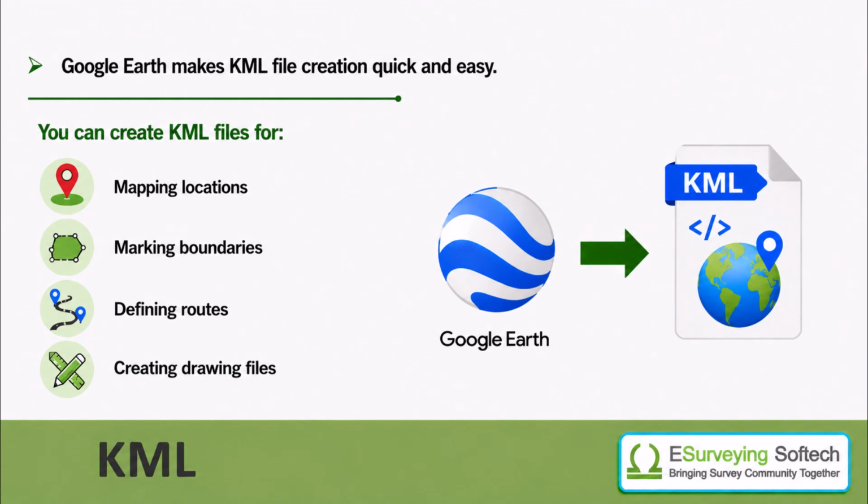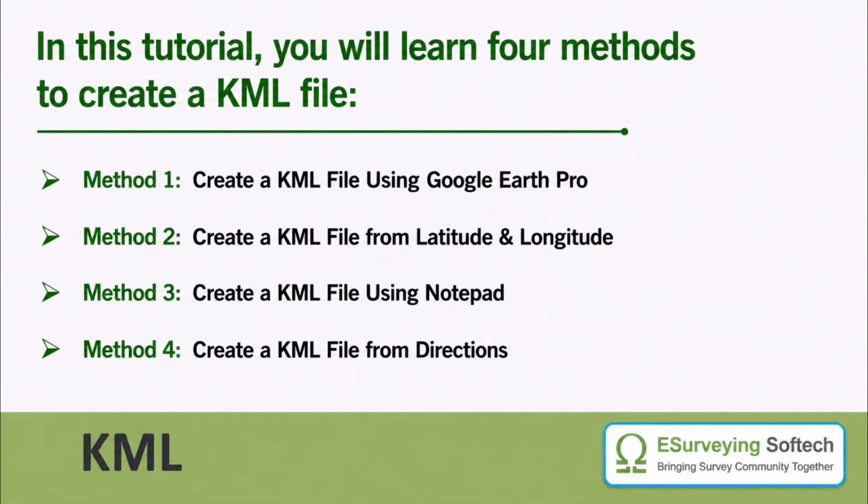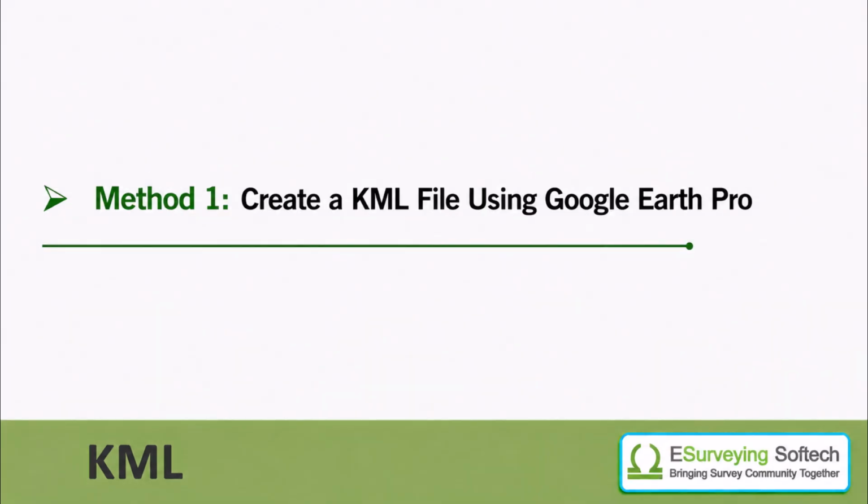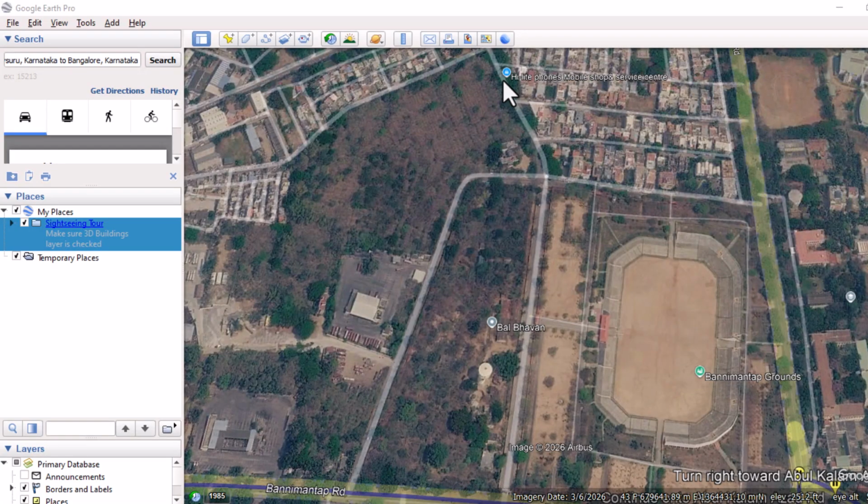Google Earth makes it very easy to create KML files. These files can be created for various purposes, such as mapping locations, marking boundaries, defining routes, and creating drawing files. In this video, you will learn 4 different methods of creating a KML file for use in drawing and mapping applications. Method 1. Create a KML file using Google Earth Pro.